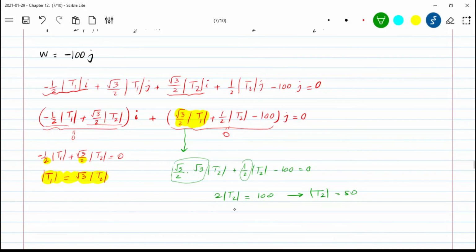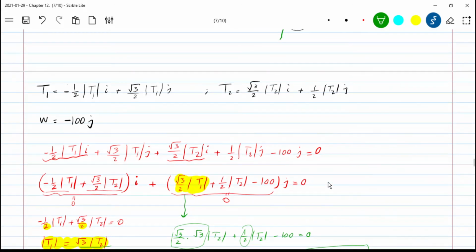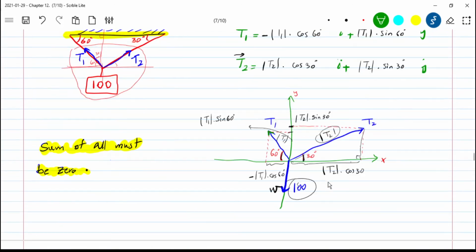And what is the magnitude of T1? We found the magnitude of T2, so it would be root 3 times 50, or you can write it as 50 square root of 3. And we answered the question. What are the forces along each direction? We found the magnitude for each direction.